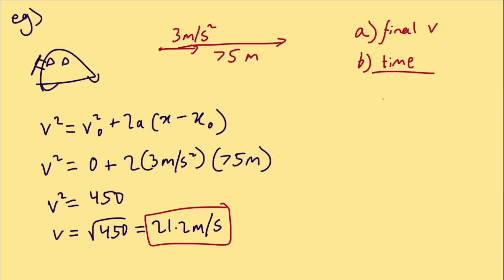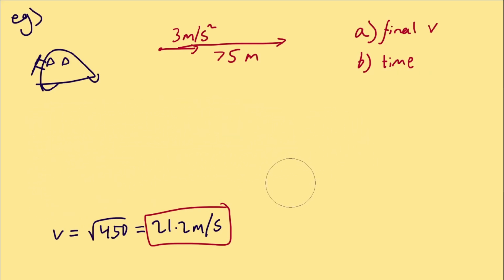Now let's tackle the second part of the problem. How do you find the time taken? Well, it's easier now that we know the velocity. If you rearrange the average velocity equation to solve for time, you get t equals x minus x0 over average velocity. And you might think, oh, we can just plug this in. No, we can't, because this is the final velocity. So let's find the average velocity.